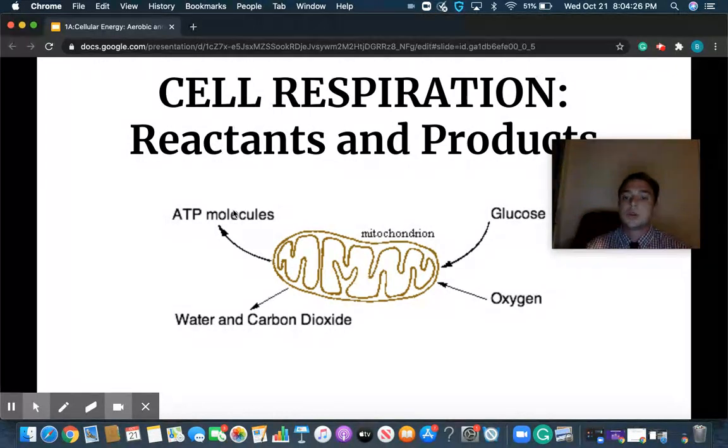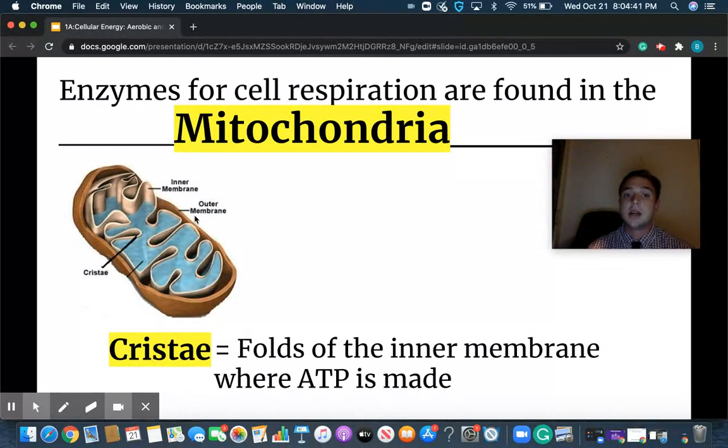So what happens is glucose and oxygen enter the mitochondria. Within the mitochondria, this glucose interacts with different enzymes, and as a result, you have ATP, water, and carbon dioxide. Those enzymes that specifically break down this sugar are found within the mitochondria, specifically in the cristae, which are the folds inside the mitochondria. And here's where that actual process of glucose being broken down and made into ATP is housed.